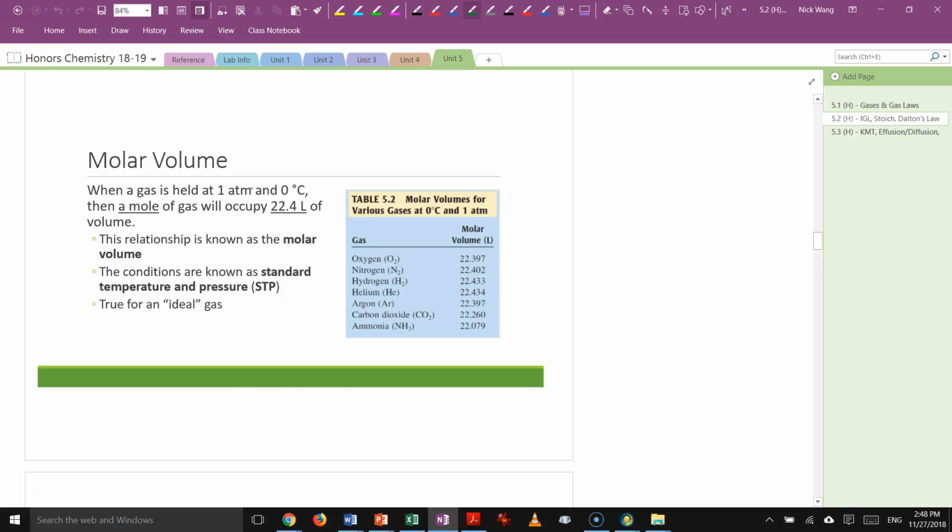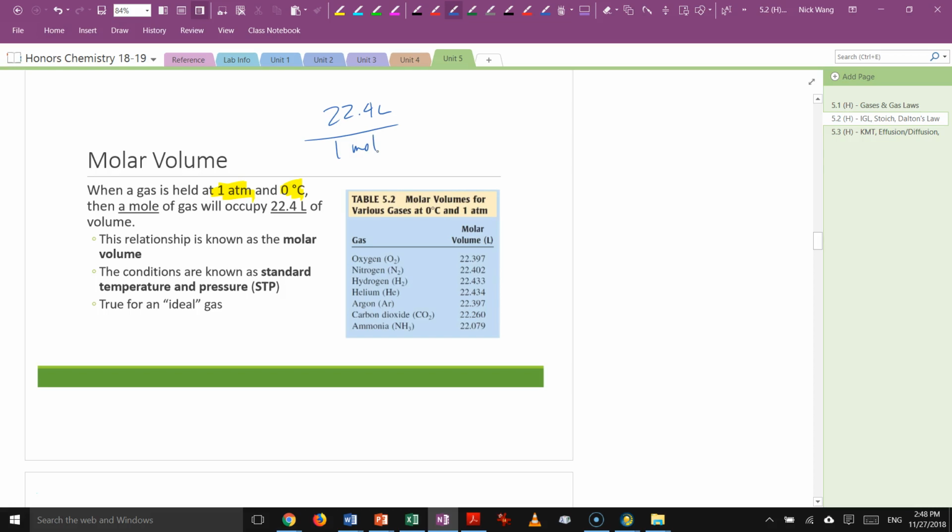It says that when a gas is held at 1 atmosphere specifically and 0 degrees Celsius, right, these two values, then it's defined where 1 mole of gas will occupy 22.4 liters of volume. Now, as you can imagine, whenever you establish these things where two things are set equivalent to each other, that's also going to be a useful conversion factor. So 22.4 liters per mole.